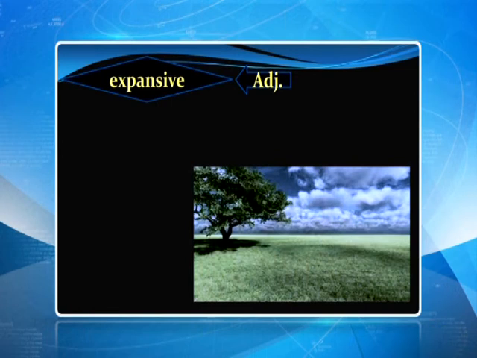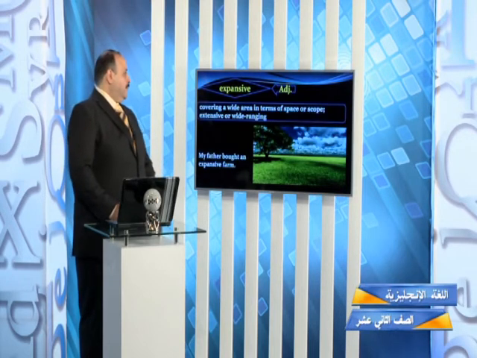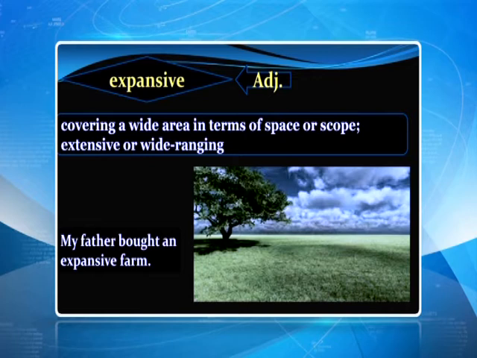As you see, is it a small area or a large area? Yes, it is large. So when you describe something or a place or an area and say it is expansive, it means it is large. Now let's see. Covering a wide area in terms of space or scope, extensive or wide-ranging. My father bought an expansive farm. So the farm is not small, it's expansive. Very good. Now let's move to another word.